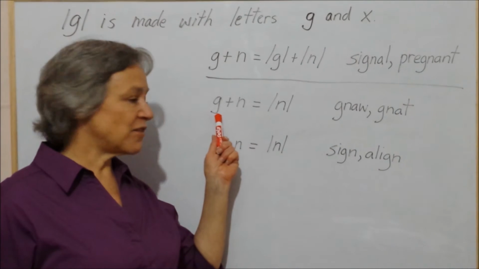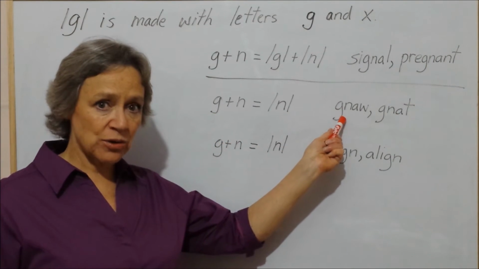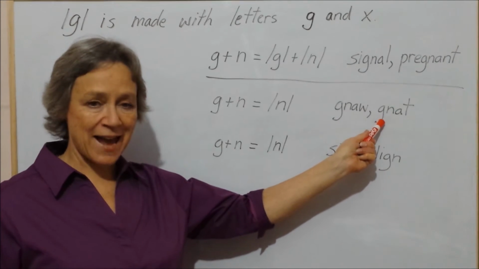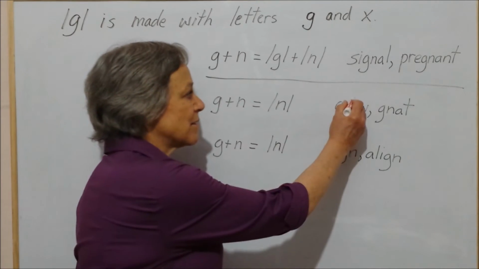But if we have the letters G plus N at the beginning of a word, such as gnaw or gnat, the letter G is silent.